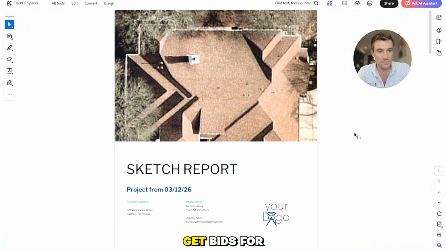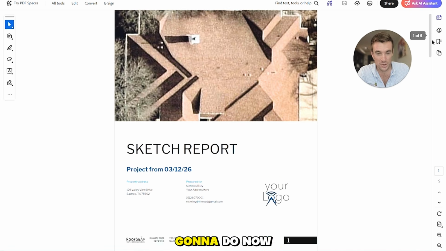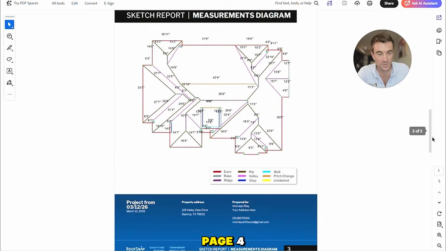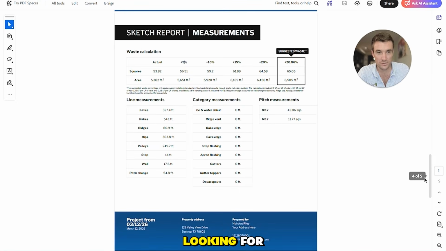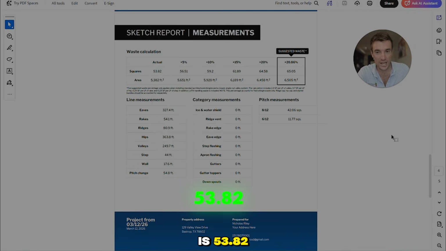Now, when you get bids for roof replacement from contractors, we highly suggest you ask them to not only include their bids, but send you the measurements they ordered as well. Because if a contractor doesn't order detailed measurements, how can you be confident in the accuracy of their estimate? So what we're going to do now is scroll down to page 4, and I'll show you what I'm looking for. So the first thing I see is this: the total squares is 53.82.